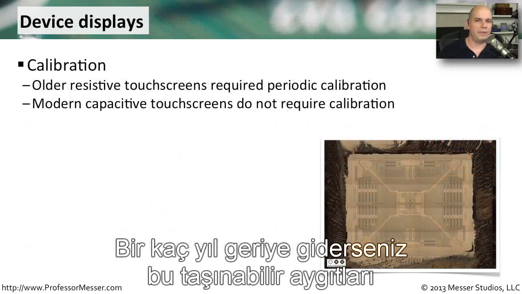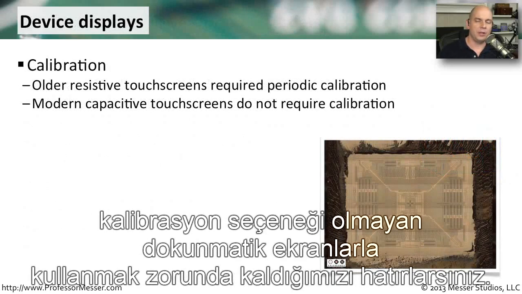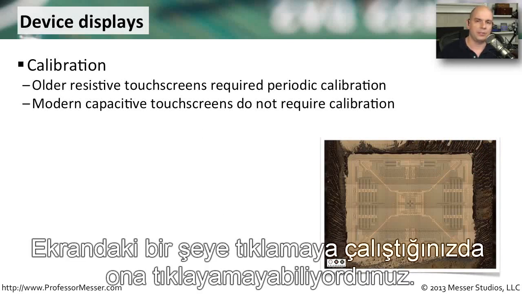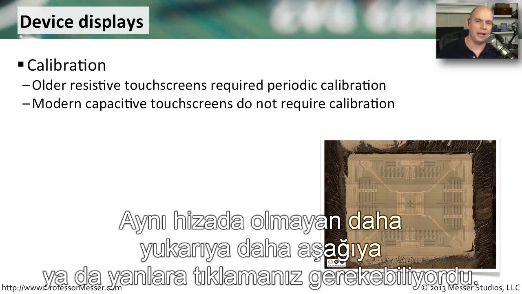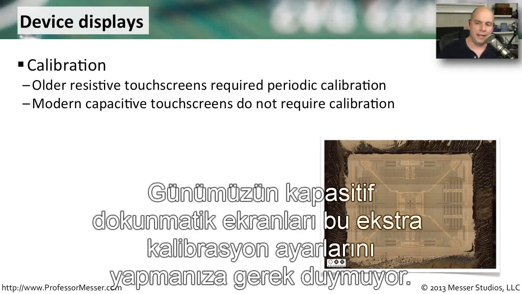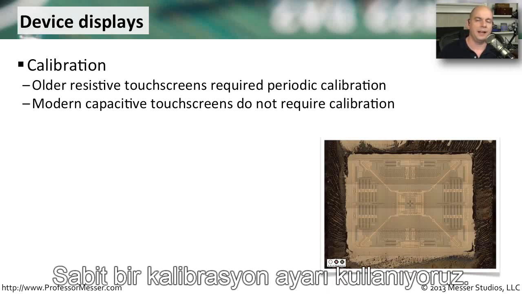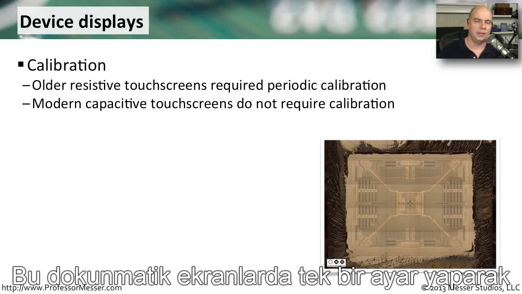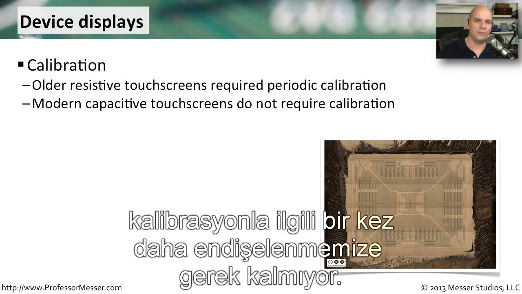If you go back a number of years with these mobile devices, you may recall some of these older resistive touchscreens that we used to use that would get out of calibration. You try to click on something on the screen and it wasn't quite clicking. You'd have to click higher or lower or to the side, which wasn't quite lining up. So you would perform a calibration, and then when you clicked on the screen, everything was lined up again. You'll notice that today's capacitive touchscreens don't require this extra calibration check and the constant calibration that we used to do. So there's one process that we no longer have to worry about with these capacitive touchscreens.